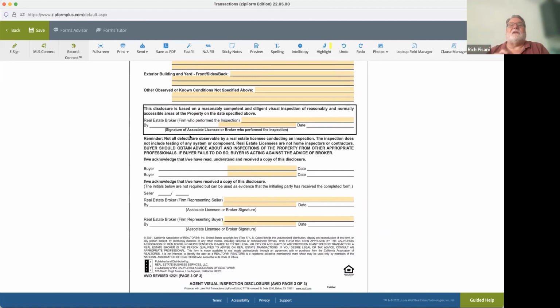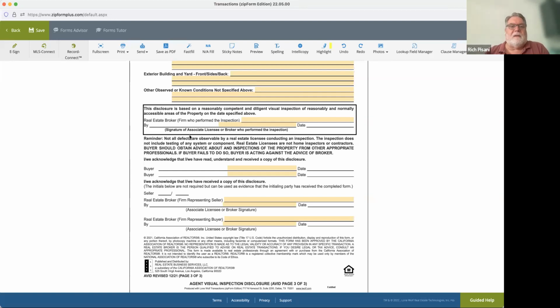Does the listing agent have to do this disclosure? No. Somebody in the brokerage does have to do it. And if you have an assistant, they can do it. But you need to make sure that you trust that person to do a thorough job, because they're doing it on behalf of you, especially listing agents. So it's very important that you trust the person who's doing it.